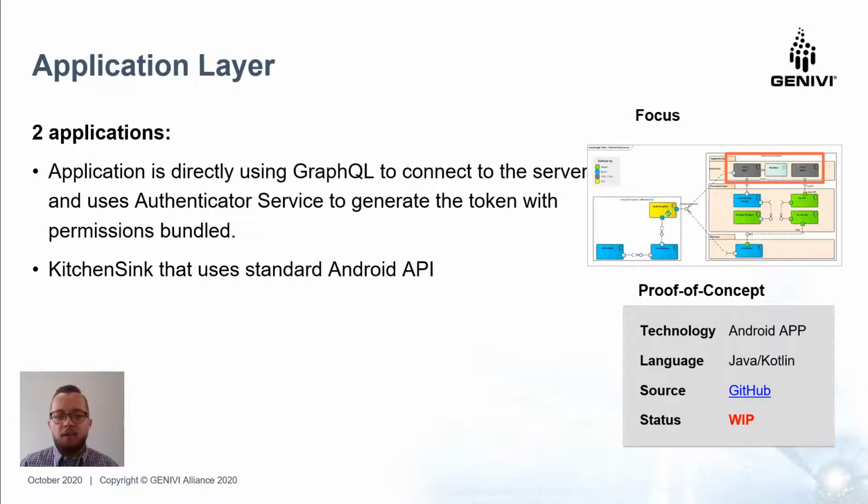So, as I said, to showcase the architecture, we implemented the application that is directly using GraphQL to connect and actually query the server, and use the authentication service to generate the token with permissions bundled. The token is passed in the same request as the query to the server to authenticate, and then the server will decide whether the application is eligible to read the data that we want to read.